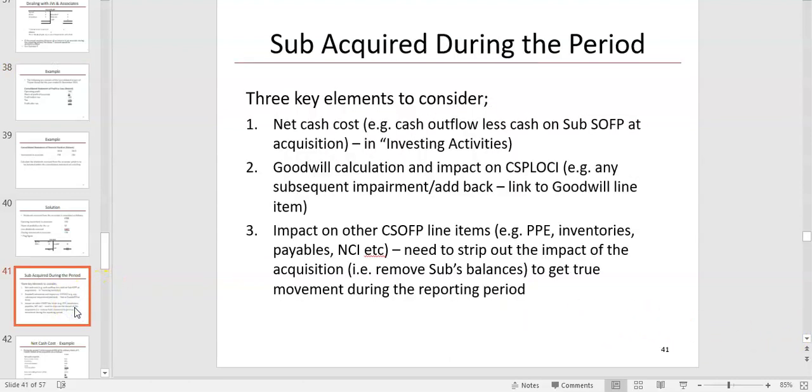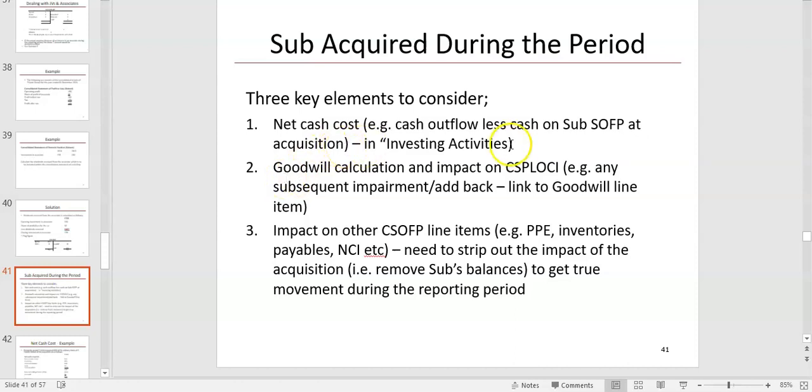Now, the other main complication you can have in a statement of cash flow question, and usually if any exam question comes up on this, you'll have at least one of either a mid-year acquisition of a subsidiary or a mid-year disposal. And we kind of touched on this already, for example, with the NCI, is well, what happens if you acquire a sub during the year? There's actually 3 broad elements to consider.